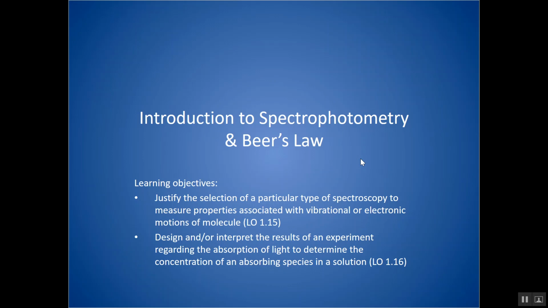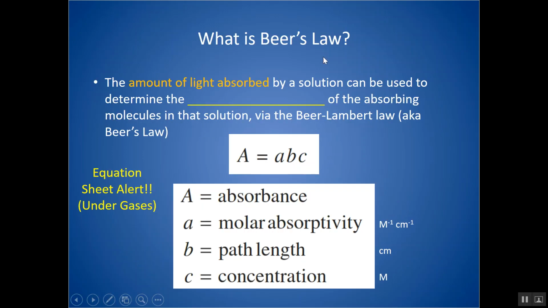In this video, we're going to just quickly review Beer's law. If you remember, Beer's law is on your formula sheet. It has this formula that looks like A equals abc. It relates the amount of light absorbed by the solution, the absorbance, to the concentration, in this case C.